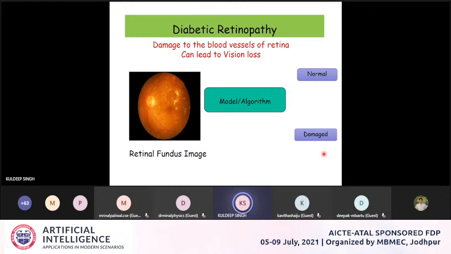So basically, for detecting diabetic retinopathy, we have a medical modality called retinal fundus image that is captured by a special kind of device. This retinal fundus image is provided to the AI or deep learning model algorithm. This particular model will give us output in terms of whether this fundus image belongs to normal category or damaged category.